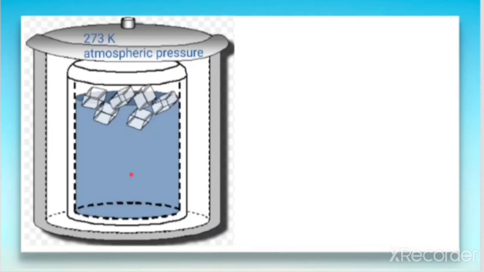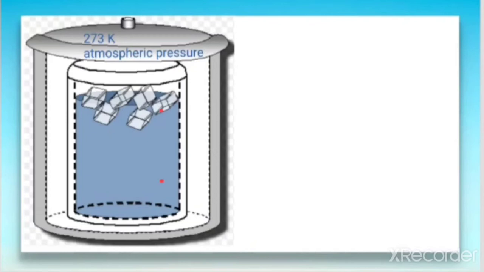So here the two states are the solid state, that is ice, kept in water, that is the liquid state. At the temperature 273 Kelvin and atmospheric pressure, the solid is kept in the liquid, in an insulated thermos flask. So after some time we will see that there is no change in the amount of ice and there is no change in the quantity of water.